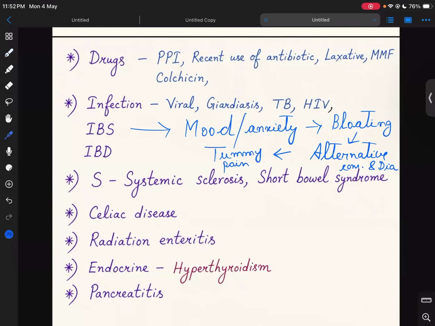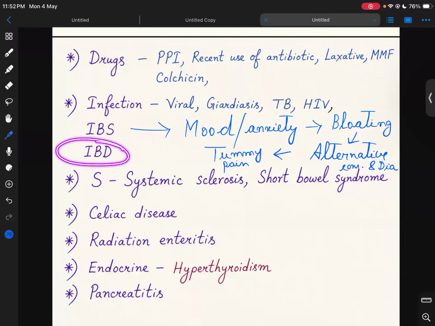First one is mood problem that we have to ask. Do you have any anxiety? Do you feel bloating after eating? In between the loose motion, do you have any constipation? And do you have any tummy pain that is improved after opening the bowel? These are all the features of irritable bowel syndrome.